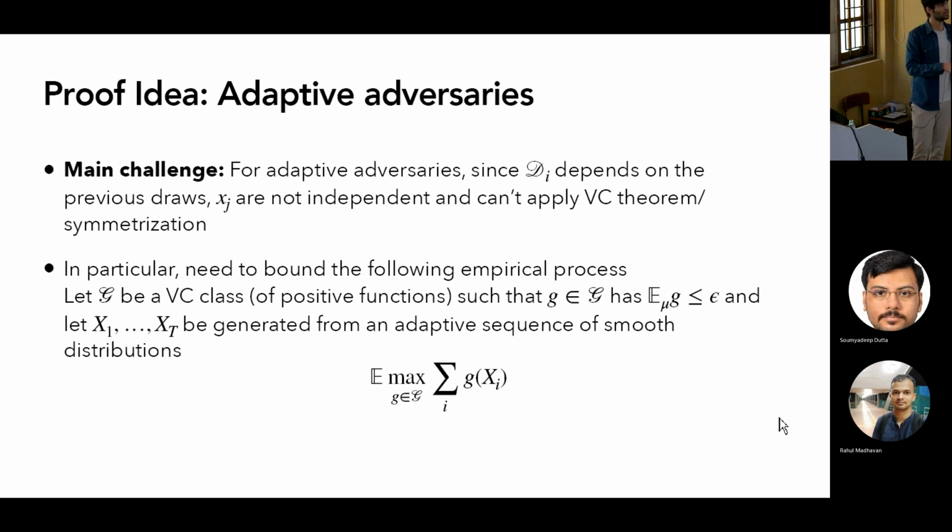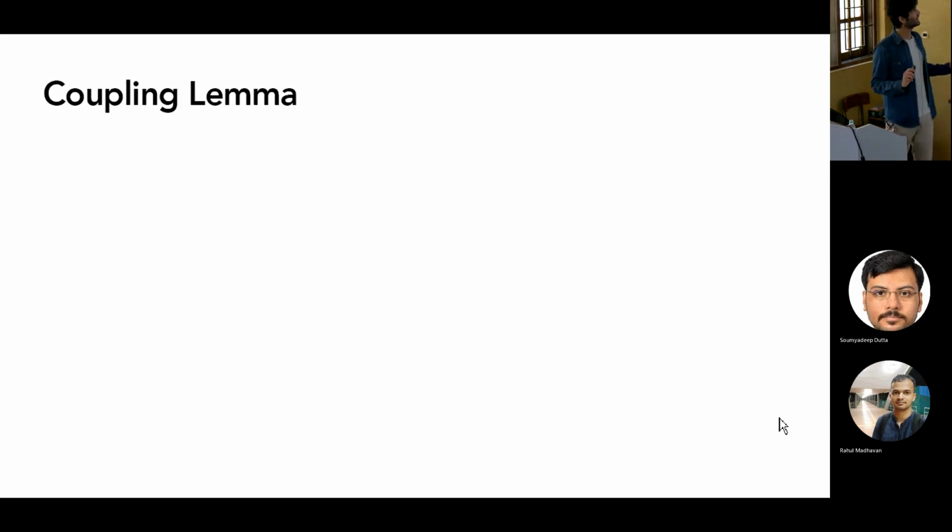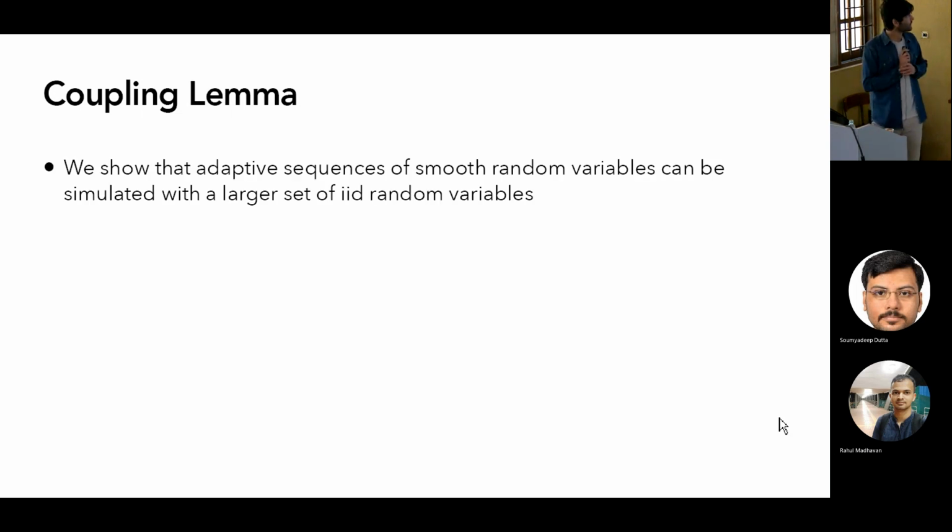This is very analogous to an empirical process you bound for learning in the usual learning theory, but there X would be independent. Now you have X generated from an adaptive sequence of smooth distributions. So here's the main technical lemma. This is actually not very difficult to prove, but it somehow makes all of this very simple. What we'll show is that an adaptive sequence of smooth random variables can be simulated using a larger set of IID random variables.